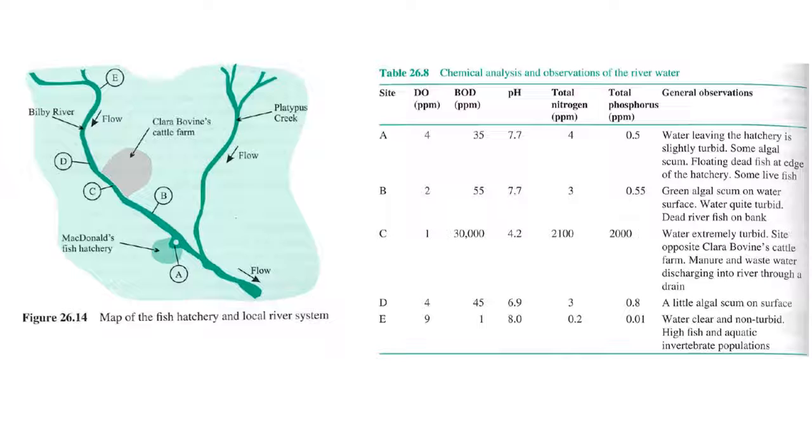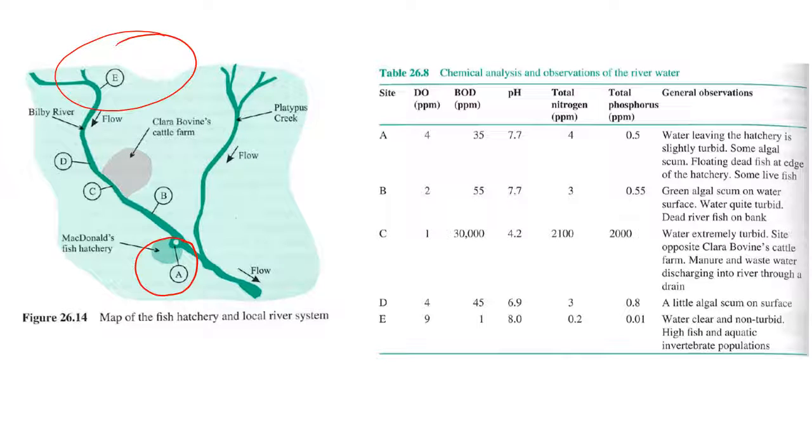Starting off, if I have a look at site A, which is our most important one for the McDonald's hatcheries, you can see here the dissolved oxygen is about 4, biochemical oxygen demand about 35, pH 7.7, which is good, and nitrogen and phosphorus are quite low. Perfect.